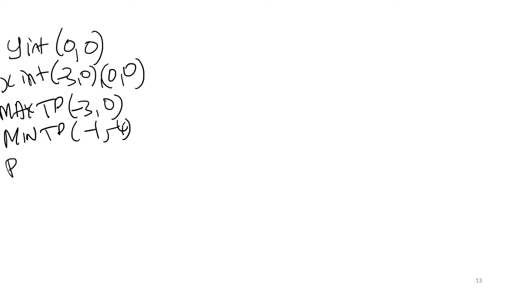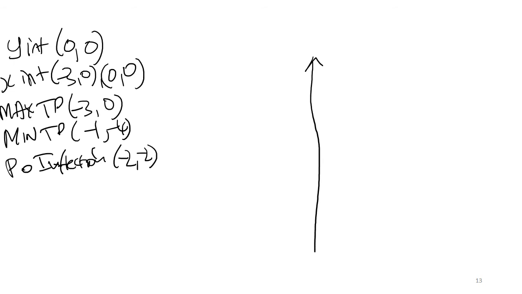We also have worked out the point of inflection. The point of inflection is at negative 2, negative 2. So let's plot it on a graph and see what it should look like. I apologize in advance that this graph might not look very nice because I'm using the drawing pad and I'm not very good at it yet.